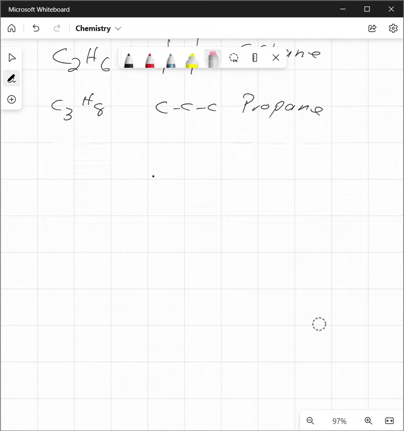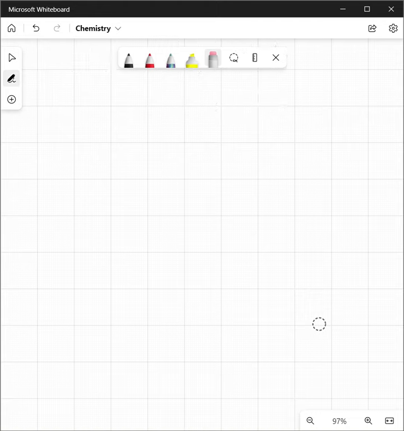So alkanes, alkenes, alkynes. Any guesses as to what I'm going to see with alkynes? Is that single bonds and then double bonds? Well, this one is going to be a triple bond, right? Yes.